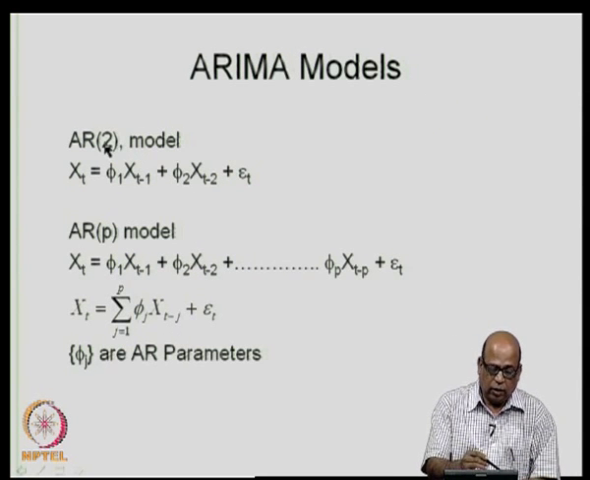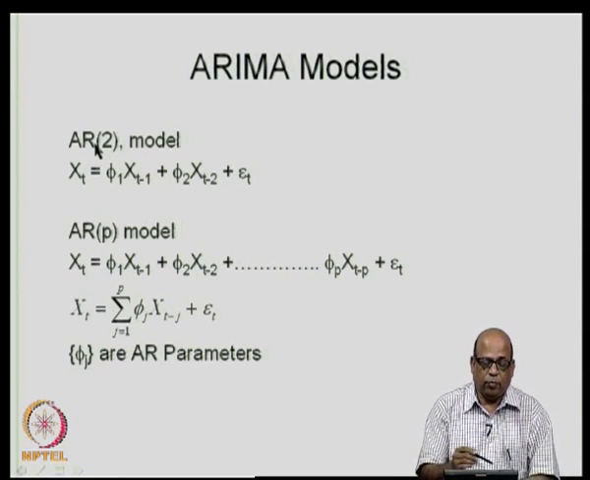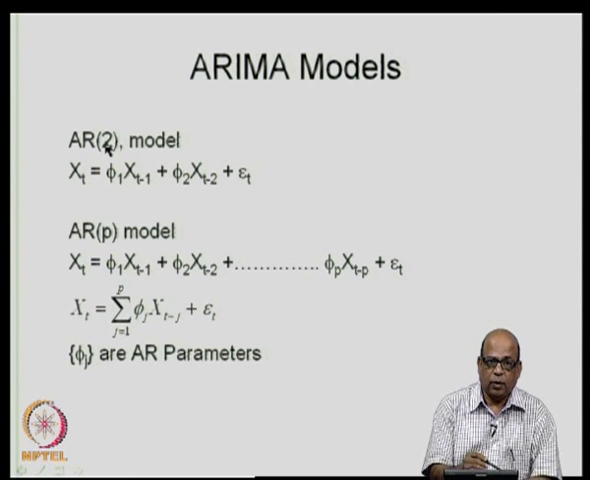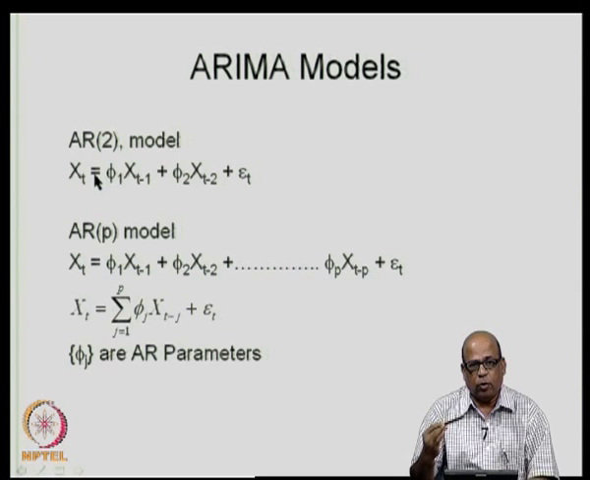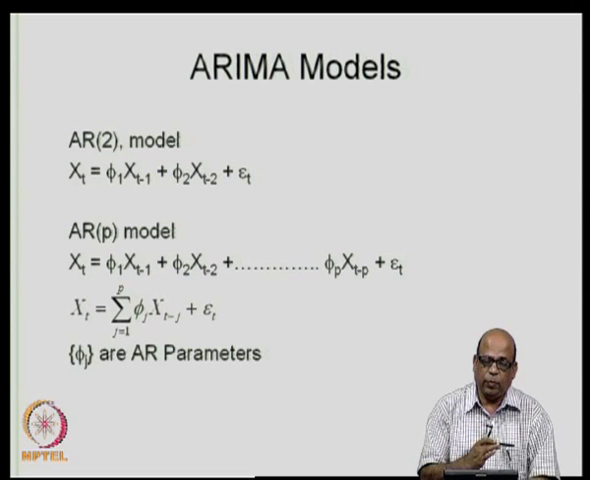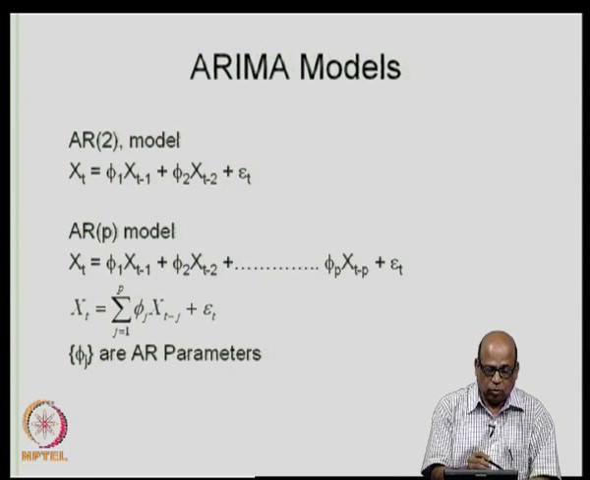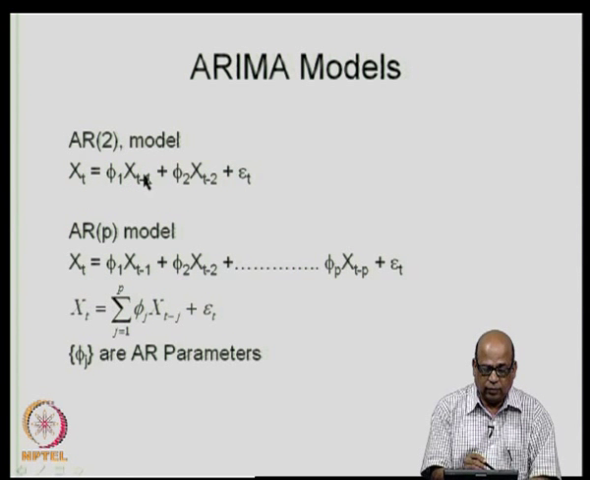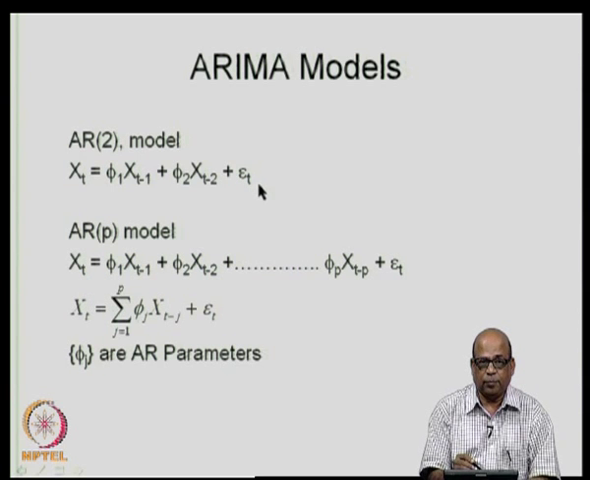Let us say you are writing an autoregressive model of order 2. When you are talking about order 2, you are saying x t depends on x t minus 1 as well as x t minus 2. So, two terms behind you are taking. So, you will write the AR2 model as x t is equal to phi 1 x t minus 1 plus phi 2 x t minus 2 plus epsilon t.